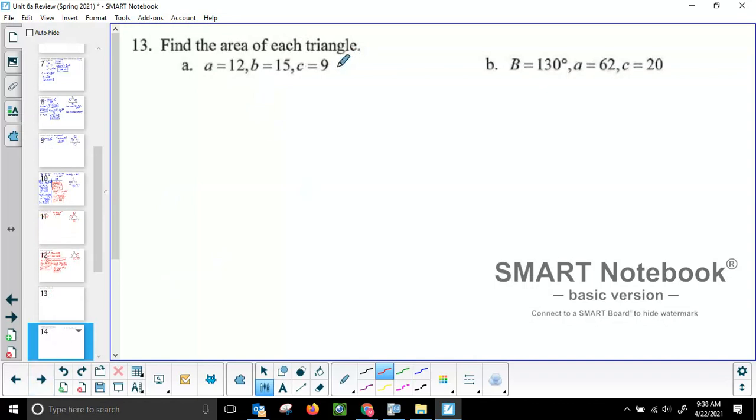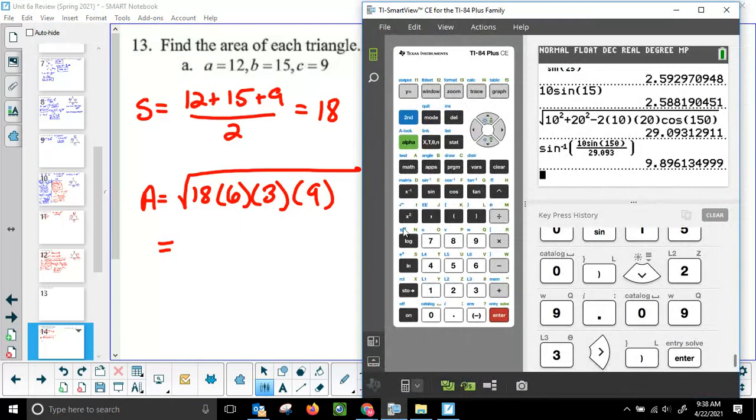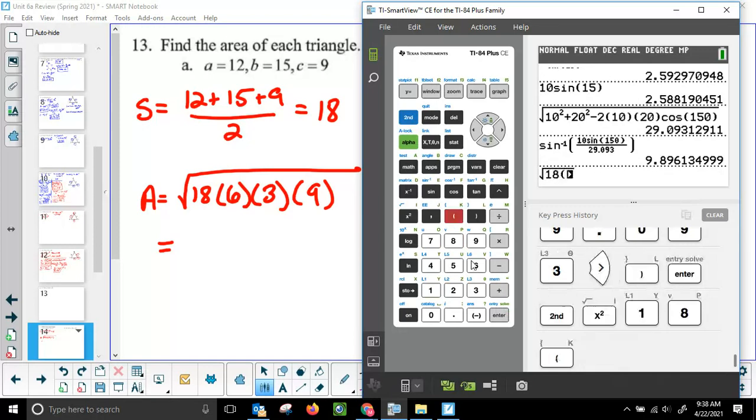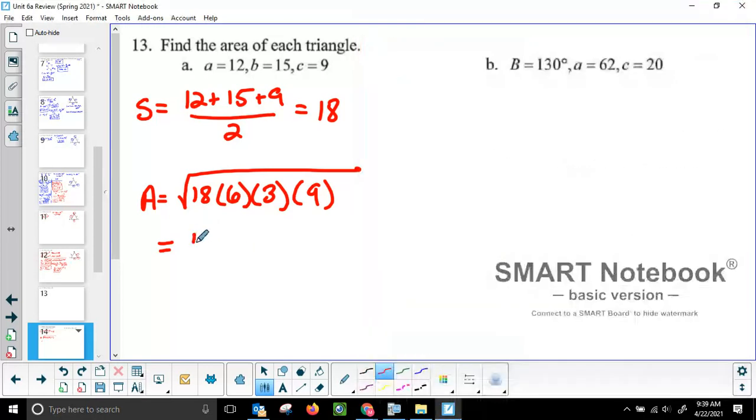Here we have area of each triangle. We have all 3 sides, so we're going to use Heron's law. First we find S, which is A plus B plus C, all divided by 2. So that's 24, 36, so 18. And then the area is equal to the square root of S times S minus A times S minus B times S minus C. So we plug that into our calculator. 54, and that would be units squared.